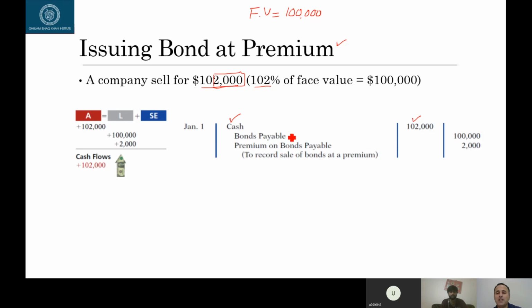Perfect. But my liability is only 100,000, because my contractual obligation is the face value. Whatever is written on the piece of paper, if it is 100,000, I have to pay that 100,000 at maturity. If it's $1,000, I have to pay $1,000. Now I have to balance the entries. My debit is 102,000, and the other entry is 100,000. The remaining $2,000 goes as a premium, and 100,000 plus 2,000 is again 102,000.